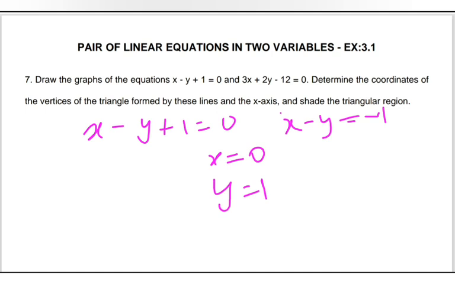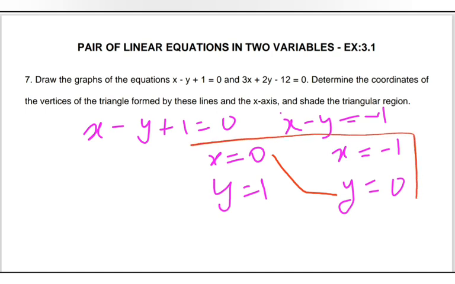And if I take y as 0, so you should plot the graphs like this only. First taking x as 0 and secondly taking y as 0. If we take y as 0, we will be getting x as minus 1. So these are our points for the first equation. Let's note it down.